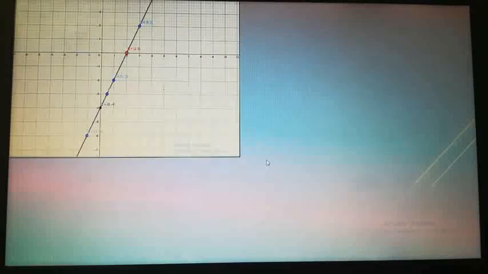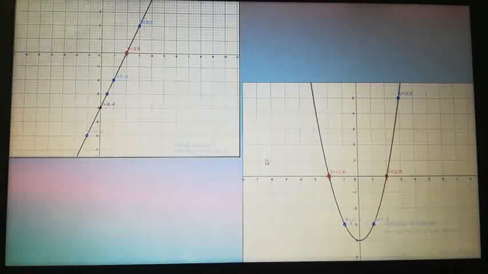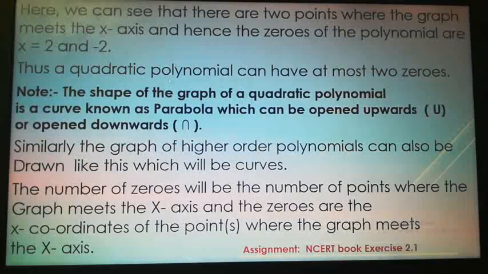So compare the two graphs. The first one was a linear polynomial and the graph was a straight line. This is a quadratic polynomial, and the graph of the quadratic polynomial is a curve, especially of the U shape, and this kind of curve is known as a parabola. So the shape of the graph of a quadratic polynomial is a curve known as a parabola, which can open upwards as you have seen in this figure, and open downwards in the inverted U shape. U shape and inverted, both these shapes are known as parabolic form. So second degree polynomials will represent a parabola.